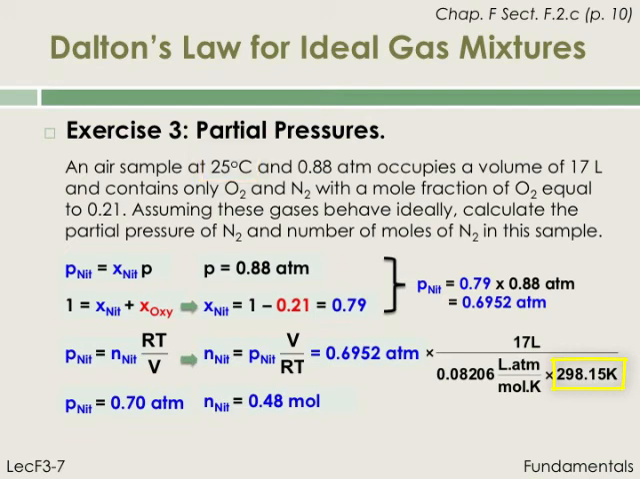Since I'm using atmospheres for the pressure, since I had it in atmospheres, I'm going to use 0.08206 liter atmospheres per mole Kelvin for R. This is the R value. And then the volume here, V, will be in liters. Okay, so when I do that, then the number of moles is obtained in moles, and everything should be fine. All the units cancel out.